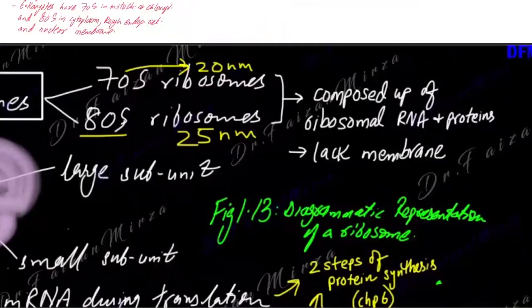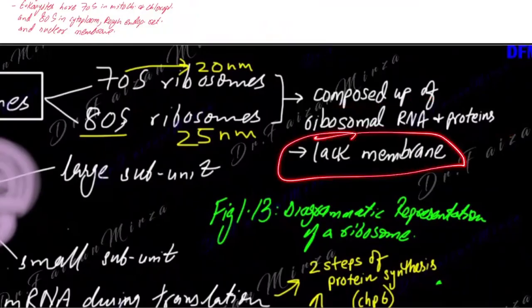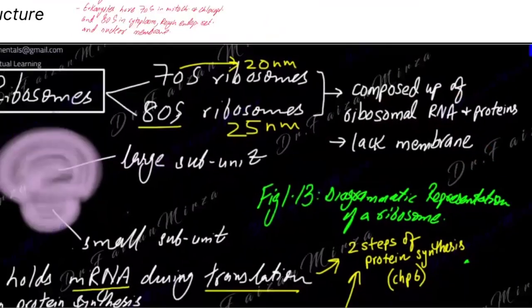Both ribosomes are composed of ribosomal RNA and protein. This is what they are made up of. They lack a membrane. They are among the organelles that do not have any membrane.